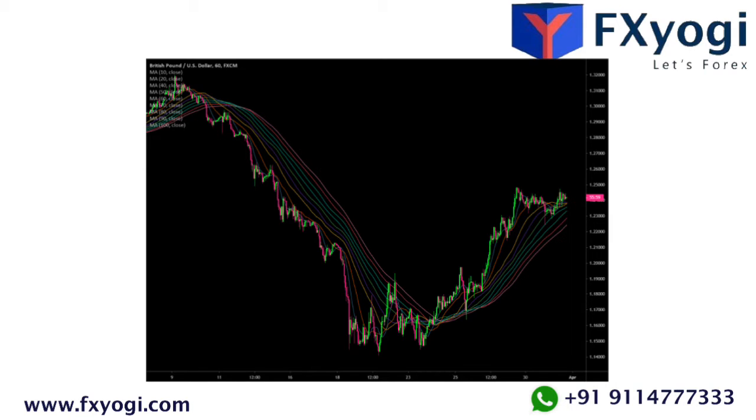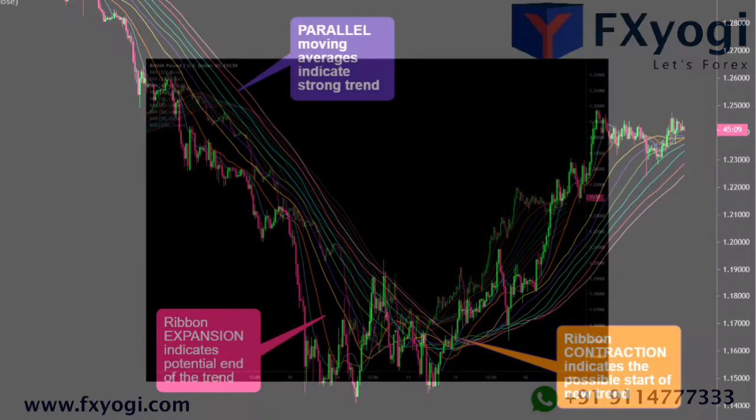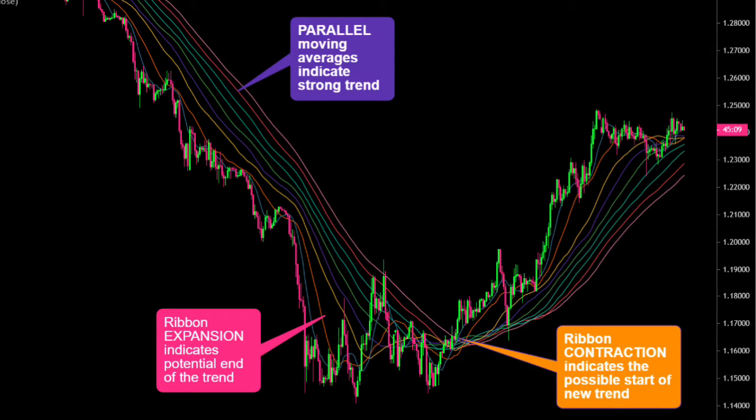Number 2. A contracting moving average ribbon signals a positive change in trend. When the moving averages start to converge and get closer to each other, also known as ribbon contraction, a trend change has possibly started. After an extreme move in price in one direction, you will notice shorter term moving averages converge first. The longer term moving averages will slowly converge.